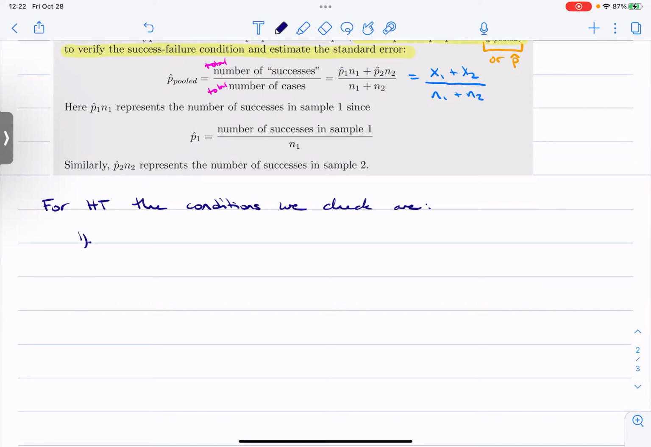the first one is still independence. That hasn't changed. That's been the same for one sample proportion, confidence intervals, hypothesis testing, two sample proportions, confidence intervals, and now hypothesis testing. As soon as we have two samples, though, of course, we have to assume independence both within the groups and also between the groups. But independence within and between groups.